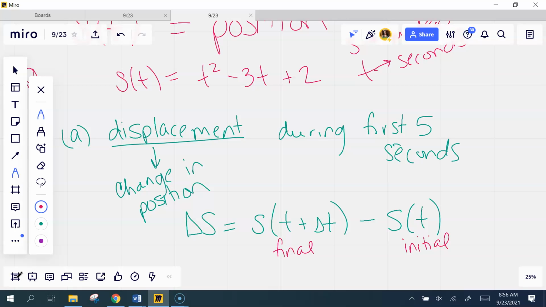So what is the displacement during the first 5 seconds? You tell me. Plug in 5 for T, right? Your initial is 0, so my final time, you don't even need that. I started at 0 seconds, 0 plus my change in time was 5, and then my initial was 0. If I said, what's the displacement between t equals 20 and t equals 30?